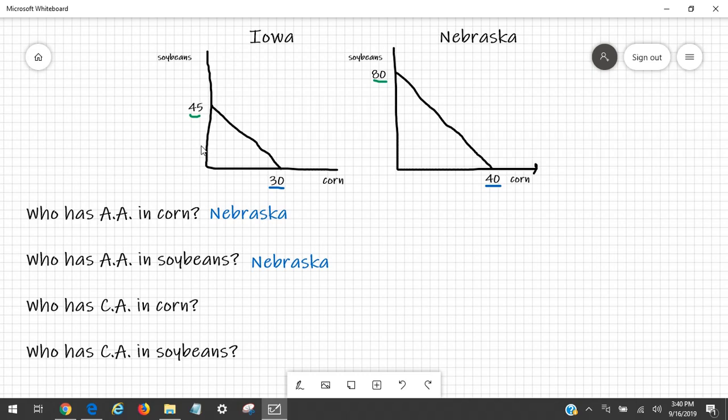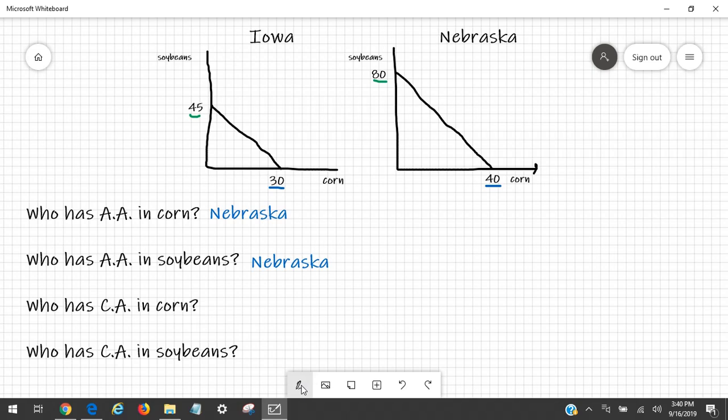So I always just look at the endpoints. In this class, that will always be sufficient. So I always just say, okay, if Iowa gives up 45 bushels of soybeans, that is, they move from up here down to here, they can now gain 30 bushels of corn. So they give up 45 bushels of soybeans, and they can gain 30 bushels of corn. So the cost of making 30 bushels of corn is 45 bushels of soybeans. That's the trade-off. That's what they have to give up in order to make corn.